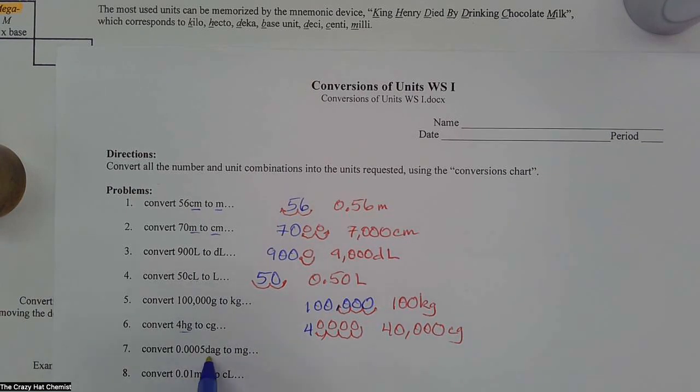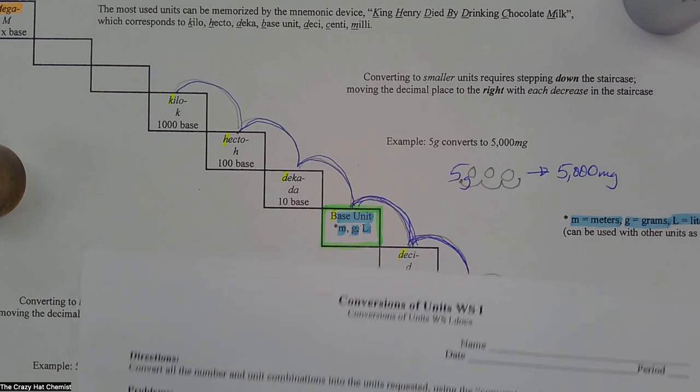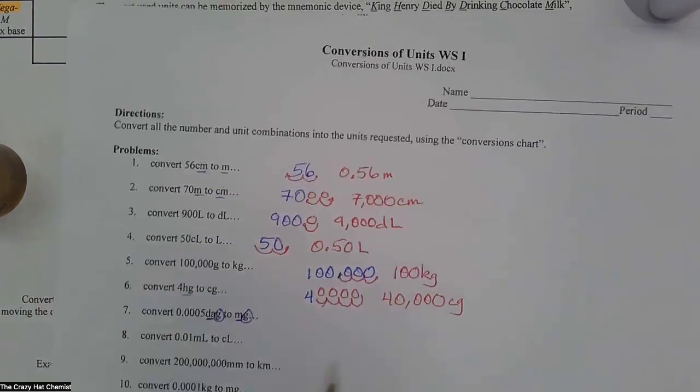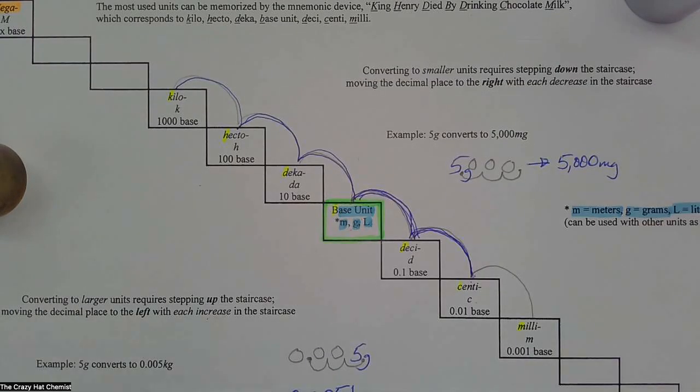Now this next one is going to be DAG to MG. Do you see that there's the G, there's the G? We are looking for that, okay? And so we're going to go from decagrams into milligrams. So we're going to write down our number here. That's 0.0005. And we're going to go from decagrams to milligrams. All right. So perfect. Let's do that.